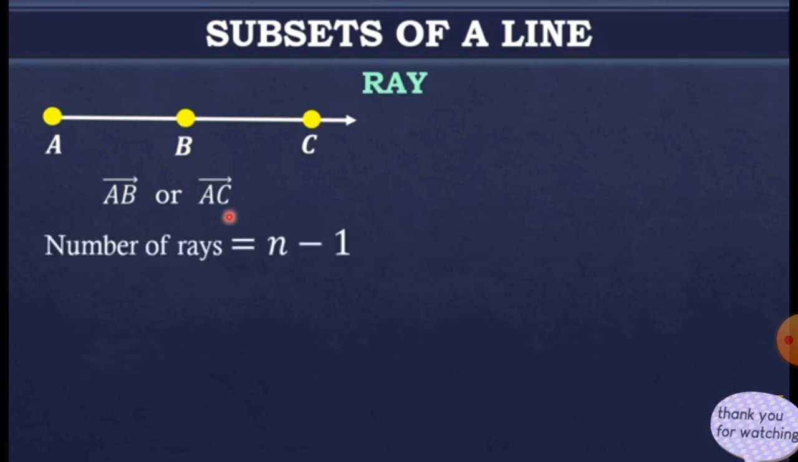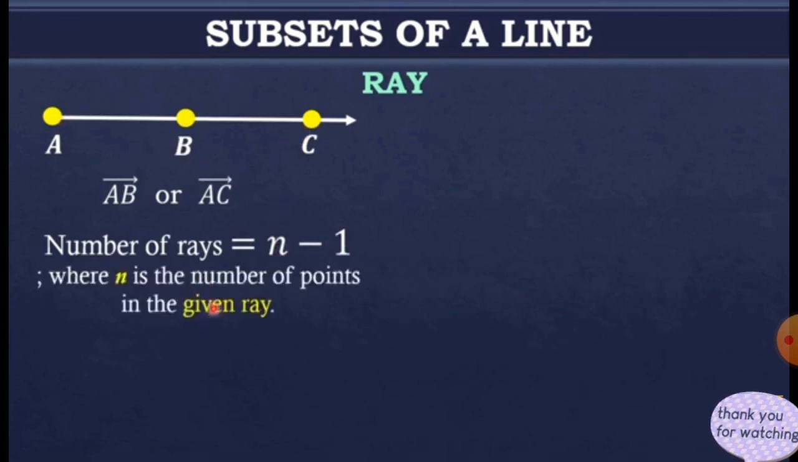Para malaman natin yung bilang ng rays, you can use n-1, where n is the number of points. So yung n natin dito is 3. Okay, so 3 minus 1, so that is 2. That's why we have 2 rays here. So 1, 2. 2 rays po meron tayo.